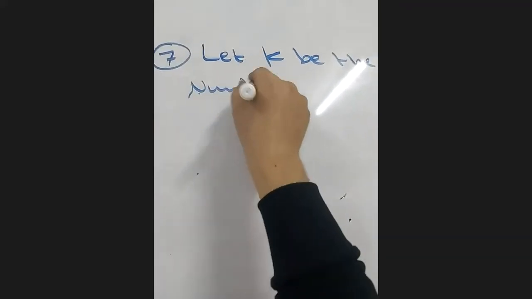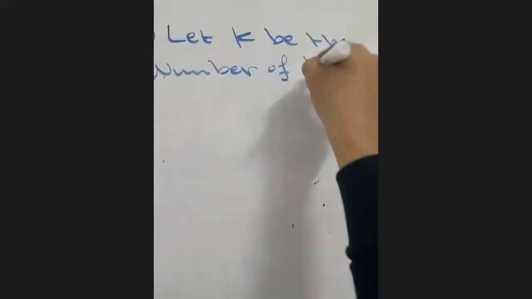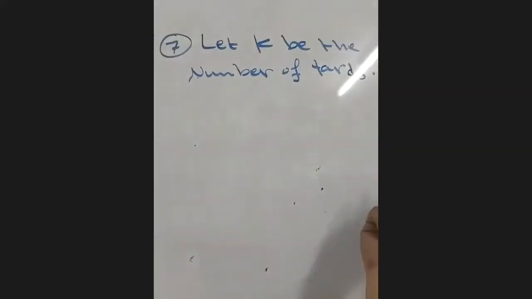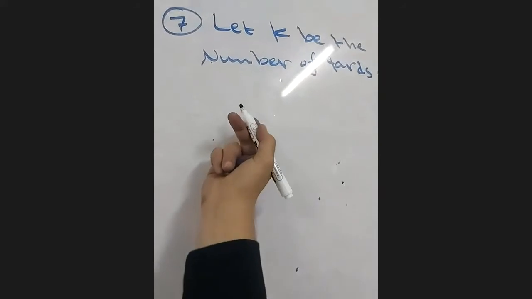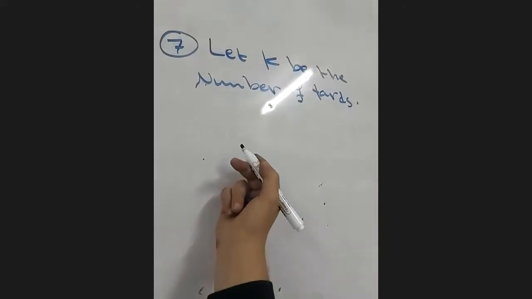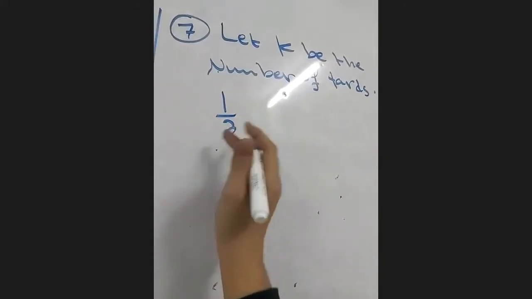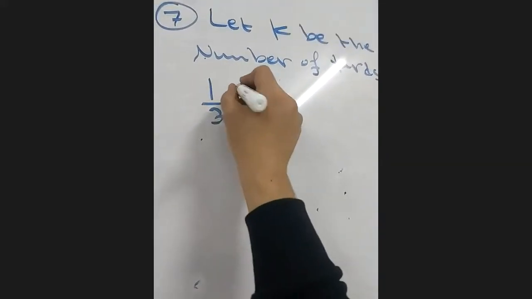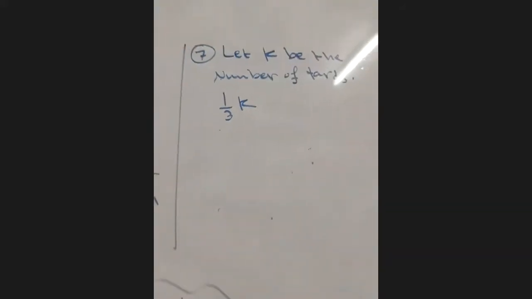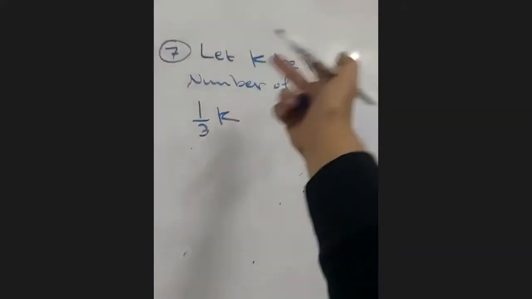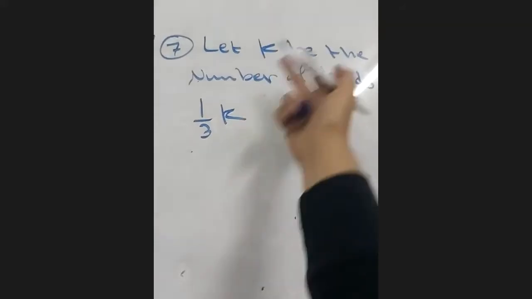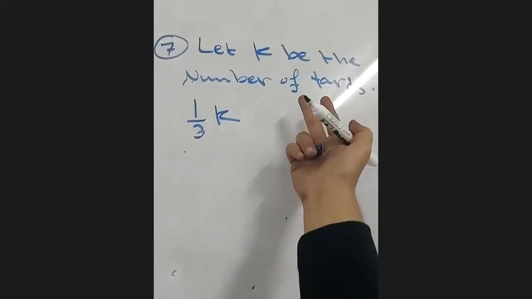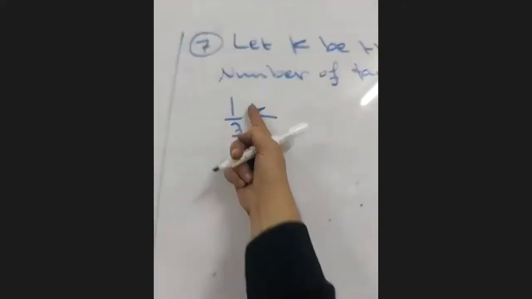Any problem? No. Okay. Let K be the number of the yards. One third. How do we write one third? One third the number of yards means, okay. Do we have addition here? No. Do we have subtraction? No. Do you have division? No. We have nothing. Means what? Multiply.